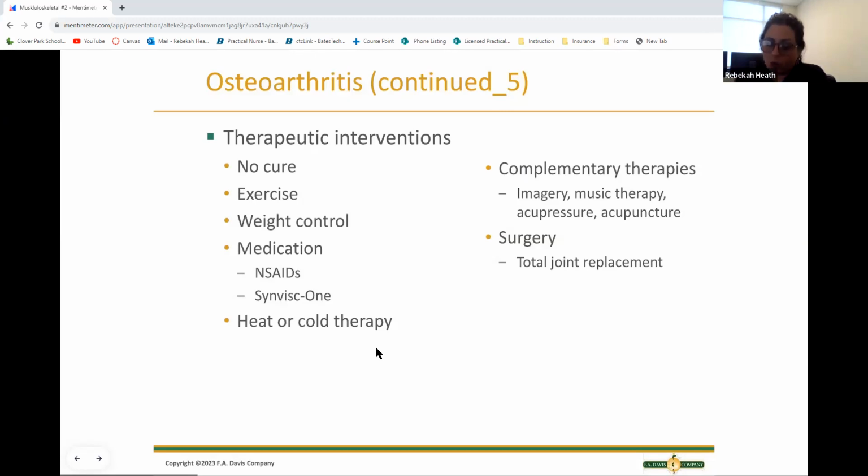Sometimes heat or cold therapy can be helpful. We might also talk about complementary therapies, and we're going to talk more about those when we talk about pain in a couple of weeks. But we want to make sure we're not just relying on medication. We're also using a holistic approach. Eventually, some of these patients are going to need to have surgery, especially if it affects those major joints like the shoulders, hips, or knees.